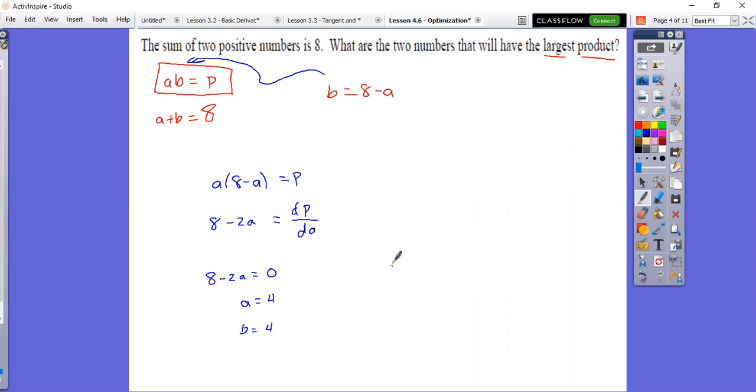But I also want to just check and verify that 4 is a relative maximum and not a minimum. So if I look at the derivative right here, if I plug in any value greater than 4, this derivative is negative. If I plug in anything less than 4, this derivative is positive, which means this function will increase and then decrease. So 4 is a relative maximum. So this would be my answer.